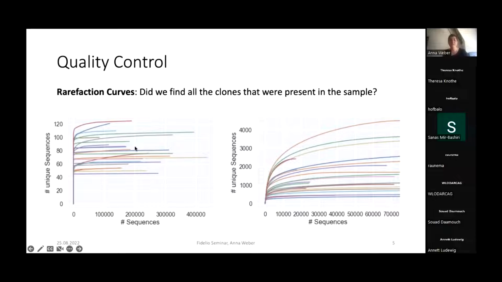And you can see that most of the samples that we have are quite good, but also not perfect, I would say, especially here on the right. These are the blood samples. You can see that these lines are still growing. So that means that we have to expect that we're still missing some of the clones that would be there, which is good to know.